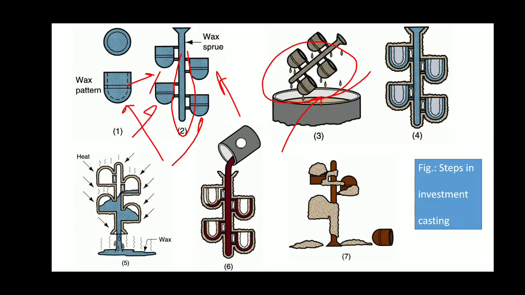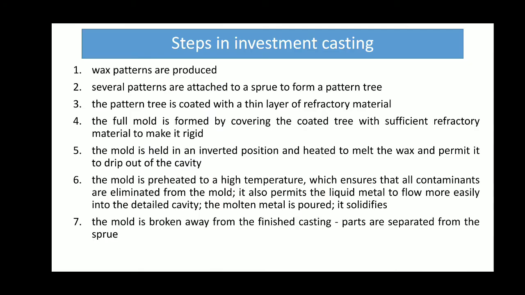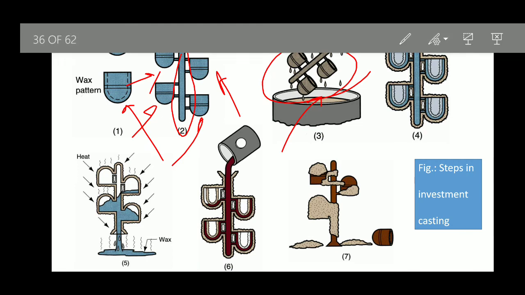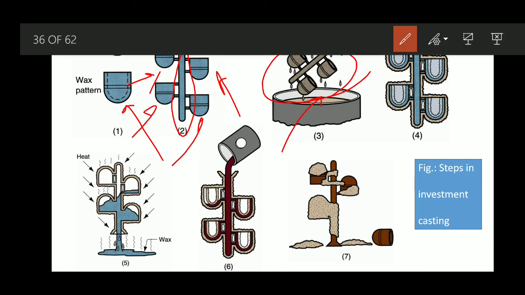Generally, these steps are sometimes repeated, and in between sometimes a coating is made once again, and we let it solidify, until a layer is sufficient to withstand the load, etc. Next, the mold is then held in an inverted position and it is heated to melt the wax and permit it to drip out from the cavity. So once the coating is over, then we make sufficient coating.